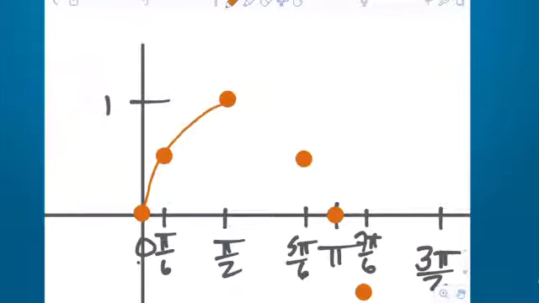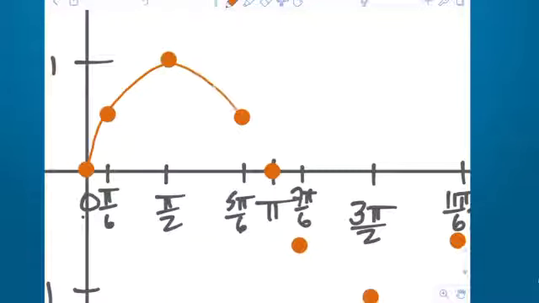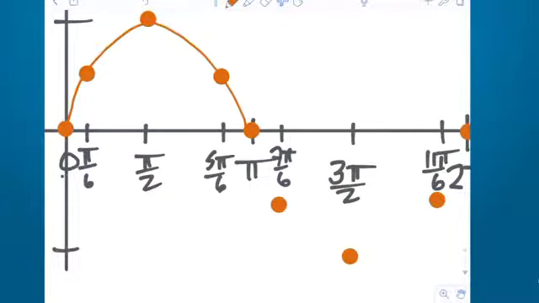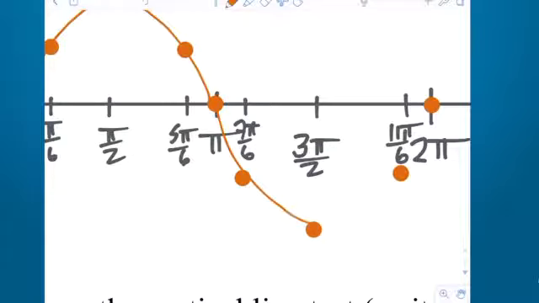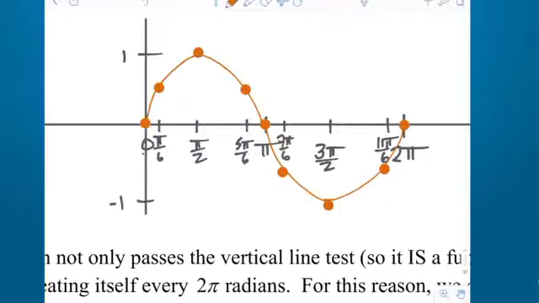And you can kind of do it in quarter cycle intervals, like from 0 to pi halves, and then from pi halves back down to pi, then from pi down to 3 pi halves, and 3 pi halves back up to 2 pi. And look how beautimous that is. There you have what we call one cycle of the graph of sine.